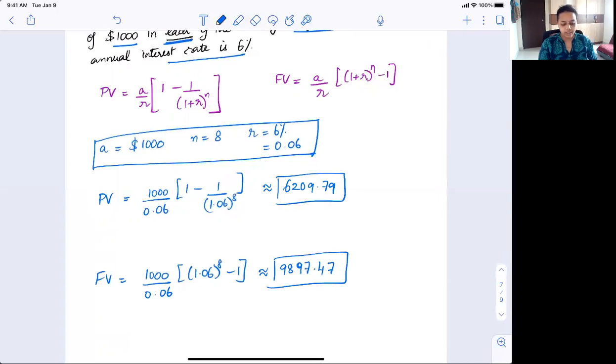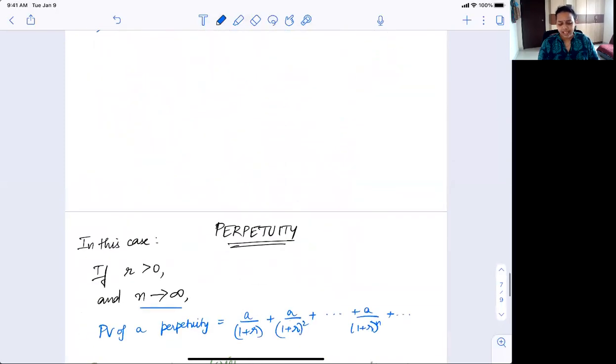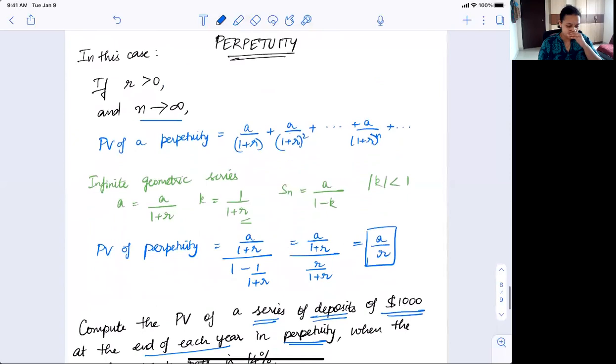So look at the future value, even though we're putting in $1,000 per year for 8 years. We're doing this deposit every year, so every deposit is going to grow over a particular time frame. The first deposit will go for 7 years, second for 6 years, third for 5 years, and so on. And so when you add up the final amount, you end up getting $9,897, which is, I think, pretty good.